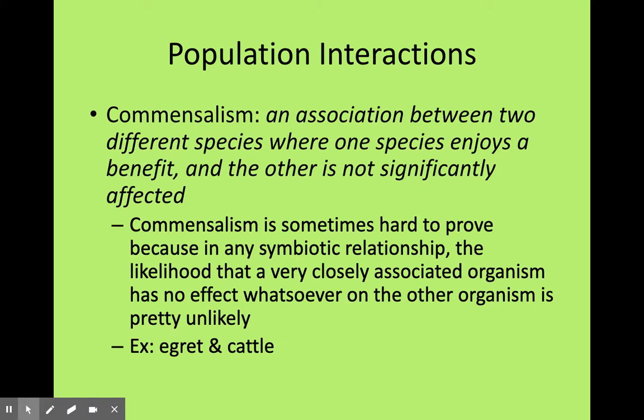Next, we have commensalism, and that's an association between two different species where one species gets some type of benefit and the other species isn't really affected by that other species being there. So, commensalism is sometimes hard to prove because in any symbiotic relationship, the likelihood that a very closely associated organism has no effect whatsoever on the other organism is pretty unlikely.